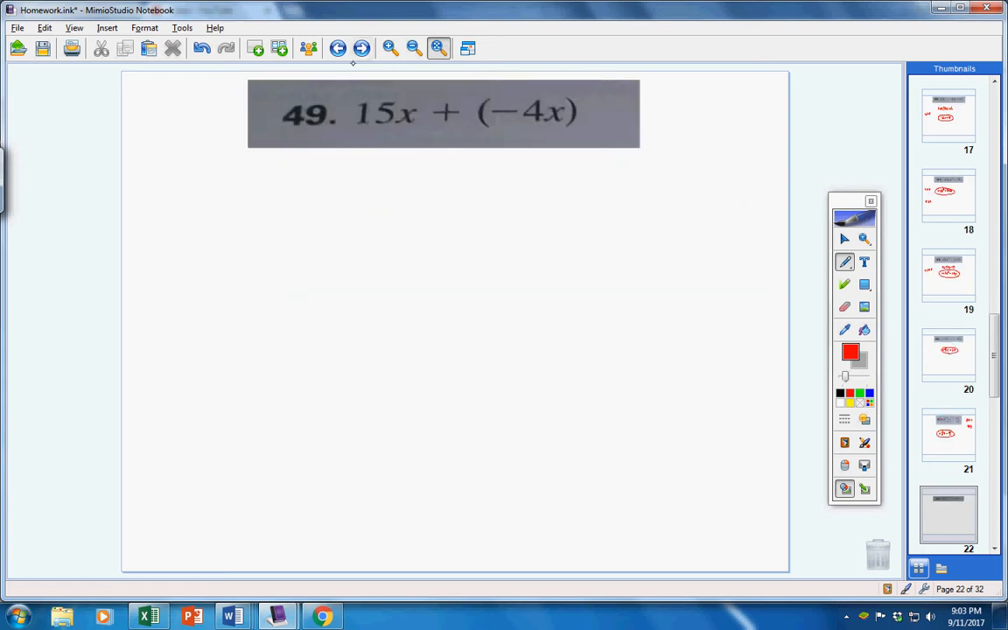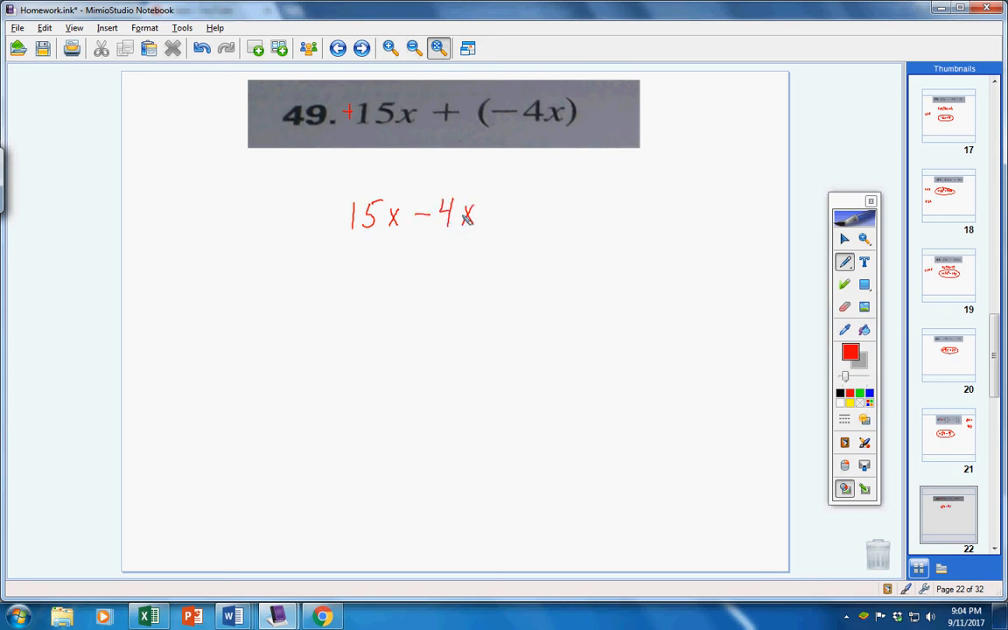Now, for numbers 49 through 59, the directions say to simplify by combining like terms. So here we go. Now students, think carefully. My 15 is positive, but my 4 here has 2 signs. So, remember what we've learned. When you have 2 signs like this, if they're different, the term becomes negative. So my signs are different, so I end up with a negative 4x.